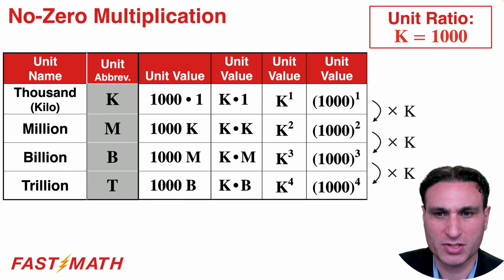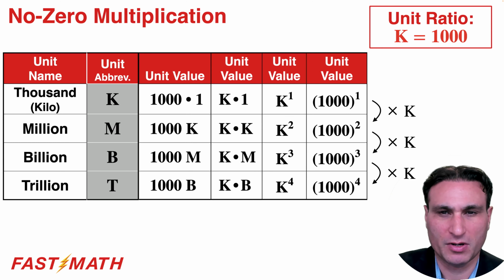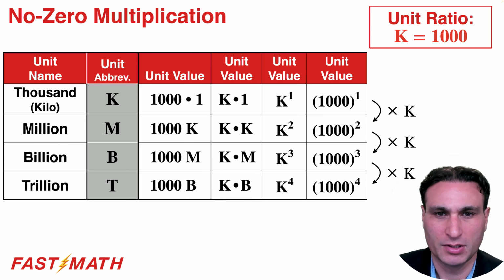So the main point is that each unit value is 1,000, or k, times the next smaller unit value, which makes each unit value a power of 1,000, or a power of k, with the exponent of 1,000 starting at 1 and increasing by 1 with each successively larger unit. Using the definition that k equals 1,000, the definitions in each row are all equivalent.